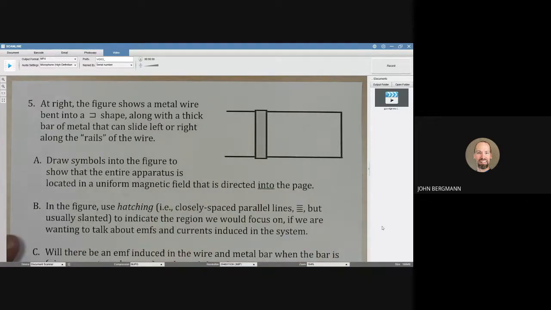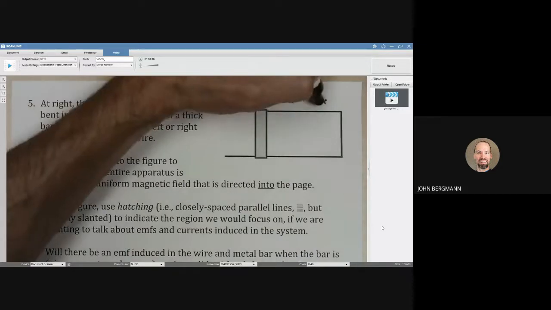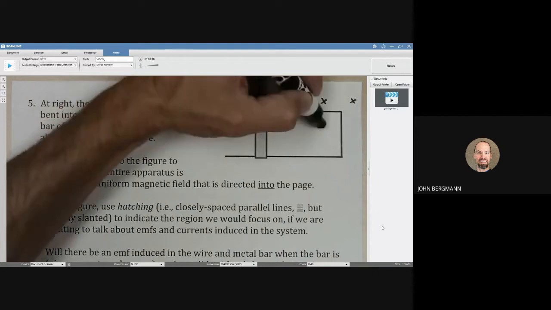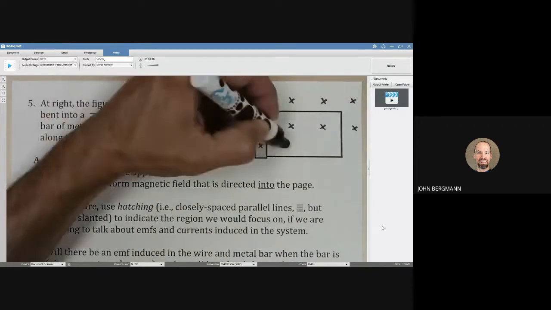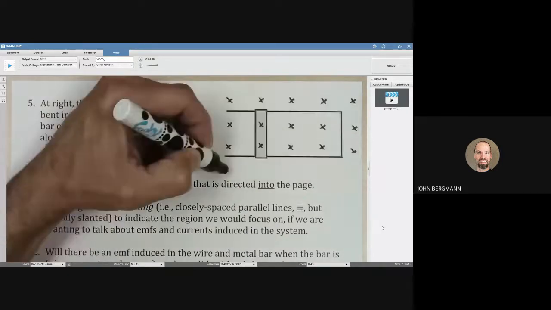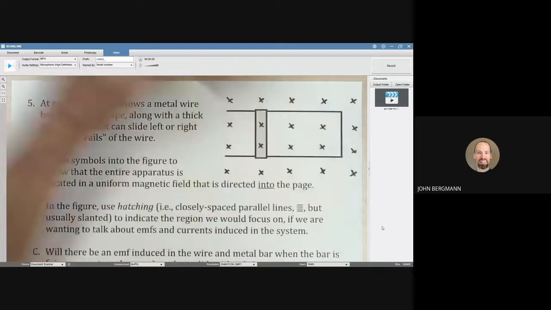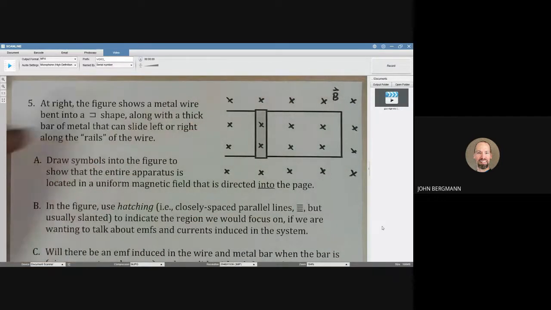Letter A. Draw symbols into the figure to show that the entire apparatus is located in a uniform magnetic field that's directed into the page. Into the page means we're going to use X's, and this whole thing, including the region outside of it, is in a uniform magnetic field that's directed into the page. If we wanted to label that, we might just call it B, something like that.